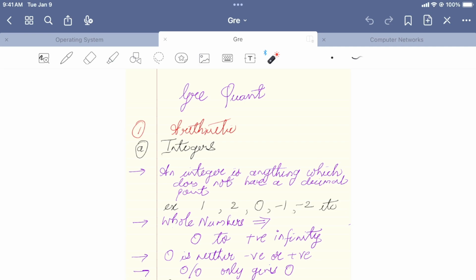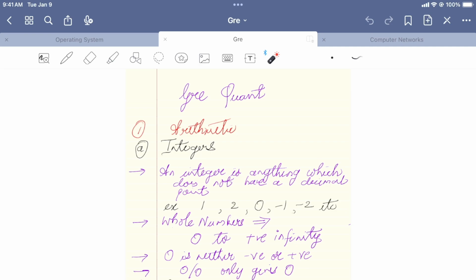Now remember, 0 is neither positive nor negative. It is not a positive number and not a negative number as well. And the speciality of number 0 is that 0 times anything will always be 0. And if you want to divide a number by 0, that is not possible. If we have an integer 1 divided by 0, then we cannot do that. The only possible thing that we can do is 0 by 0. So that is said to be a valid operation as far as GRE is concerned.